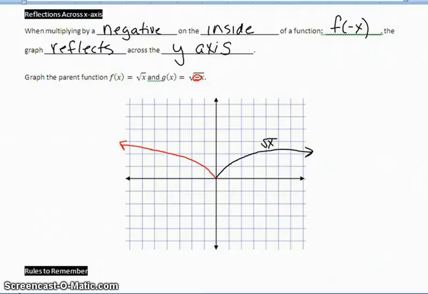Quick and easy. Nothing's really complicated here. Just you have to remember which way things are moving. And as a reminder, you can use these note-taking guides on tests and quizzes. So let's go and recap and do our rules to remember.